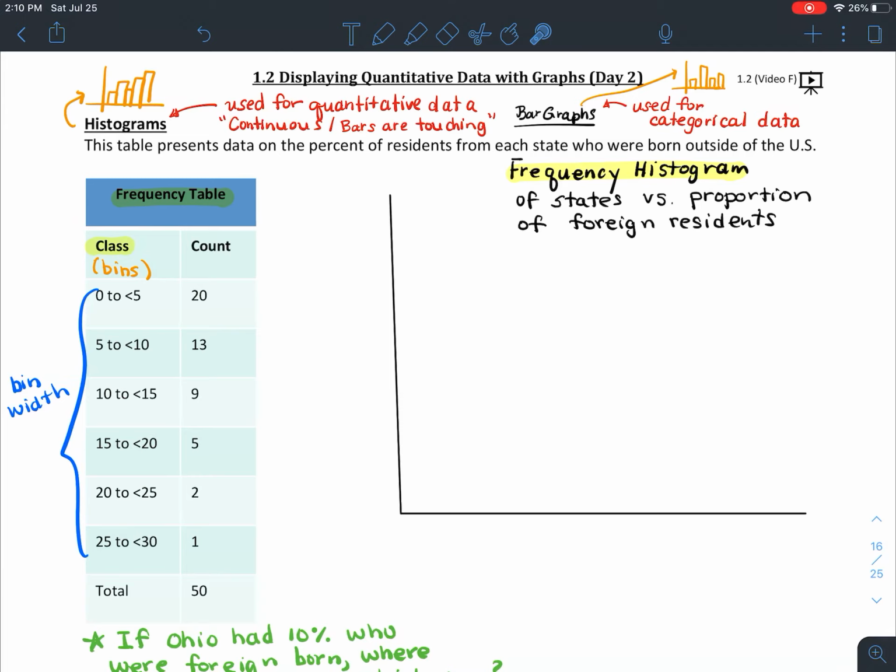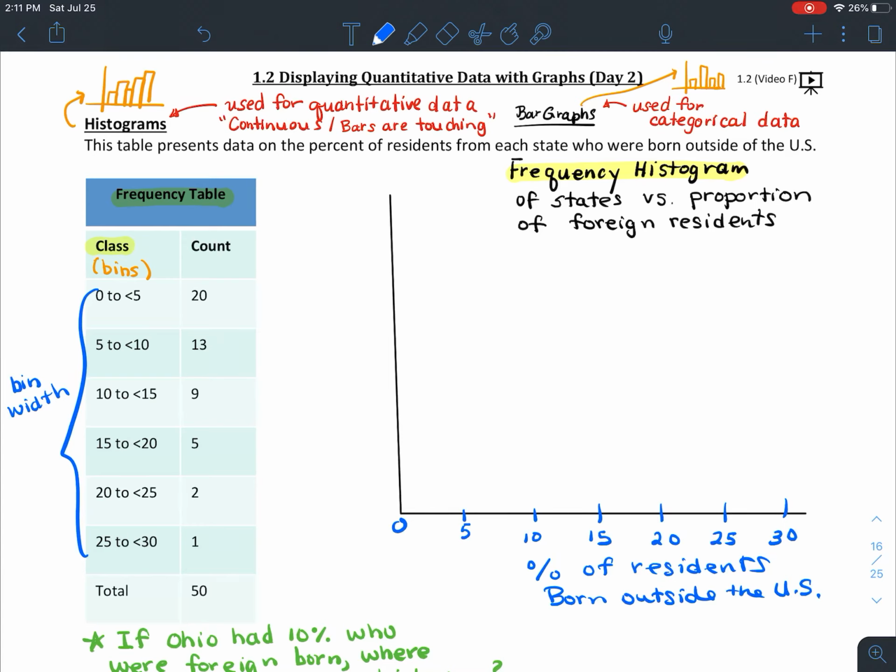Okay, so if we were going to make a histogram with this data, I already have my bins decided for me. So I'm going to make an XY axis, as you see I already have here on the paper. I'm going to try to evenly space this out as best I can, counting by 5s here. Okay, I'm going to go all the way up to 30. I'm going to go ahead and label this that this is the percent of residents born outside the U.S., okay? So this is the percent of residents who are in that state who are born outside of the United States, okay?